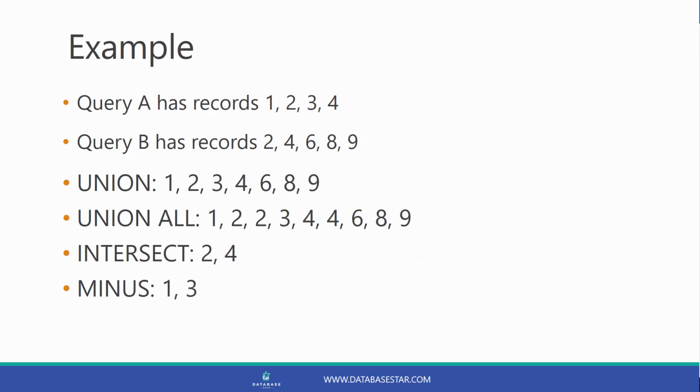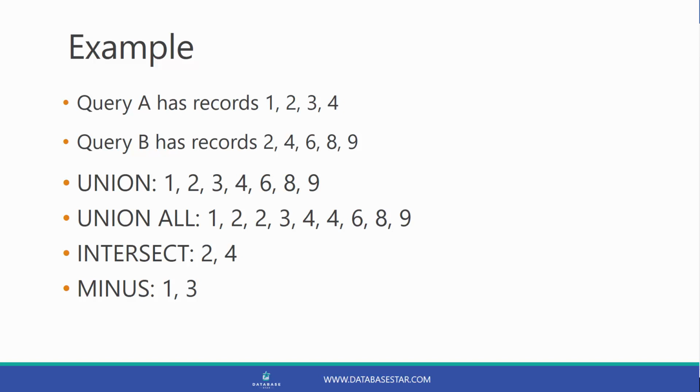If we use our earlier example, where query A has records 1, 2, 3 and 4, and query B has records 2, 4, 6, 8 and 9, the union would show 1, 2, 3, 4, 6, 8, 9. Union all would show 1, 2, 2, 3, 4, 4, 6, 8, 9. Intersect would show 2 and 4, but minus would show 1 and 3, which is query 1, which has 1, 2, 3 and 4, minus those numbers in query 2, which in this case are 2 and 4, and that leaves 1 and 3.